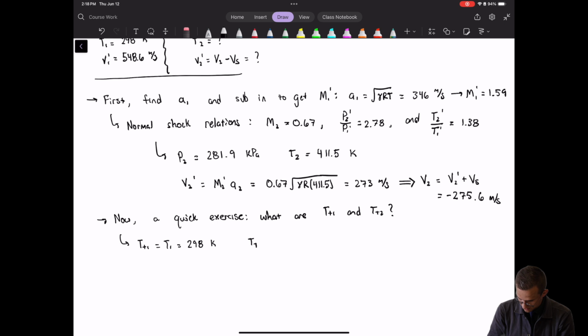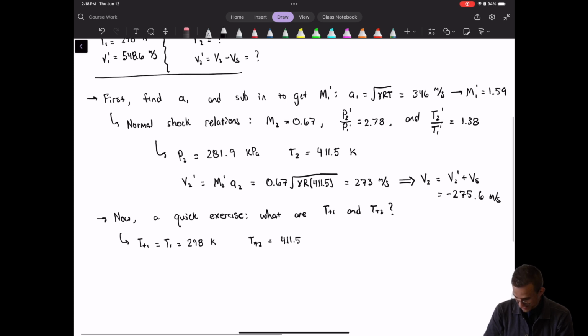But TT2, the stagnation temperature after the shock passes, is equal to 411.5, which would be the static temperature, times 1 plus gamma minus 1 over 2 times M2, the unprimed M2, squared. And that unprimed M2 we need to calculate using this value here that I've just outlined in red. Okay, and if we do that, what we end up with is 463.7 Kelvin.